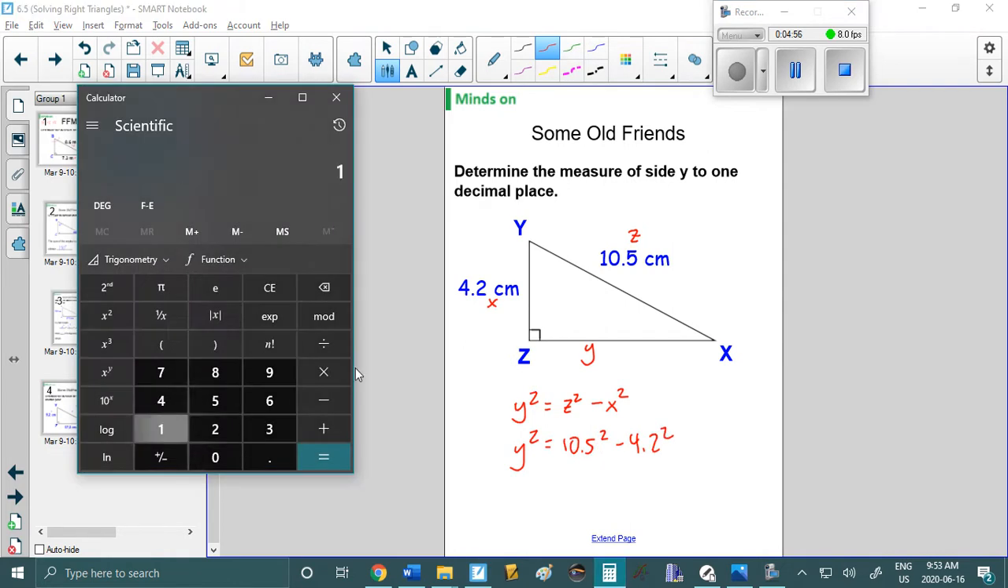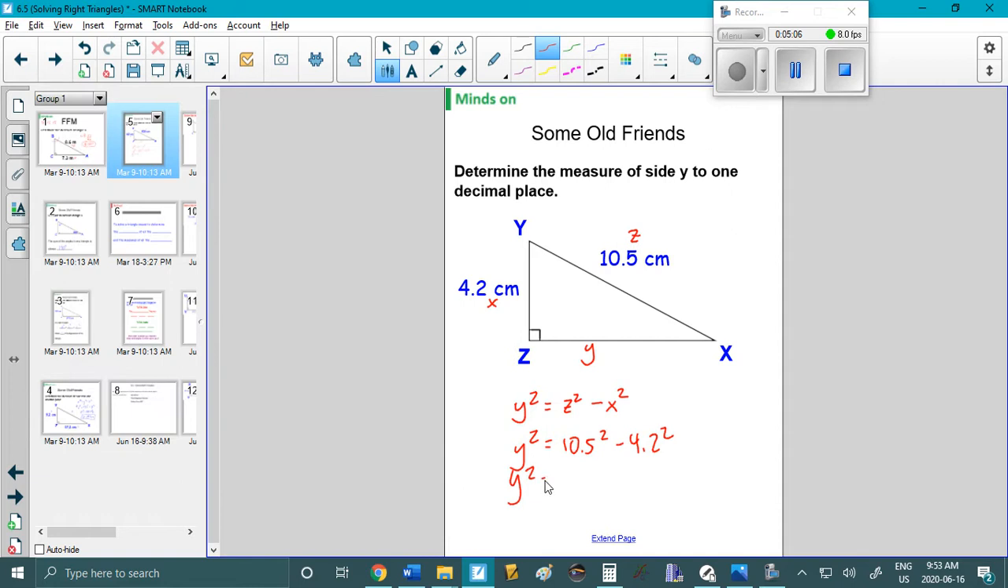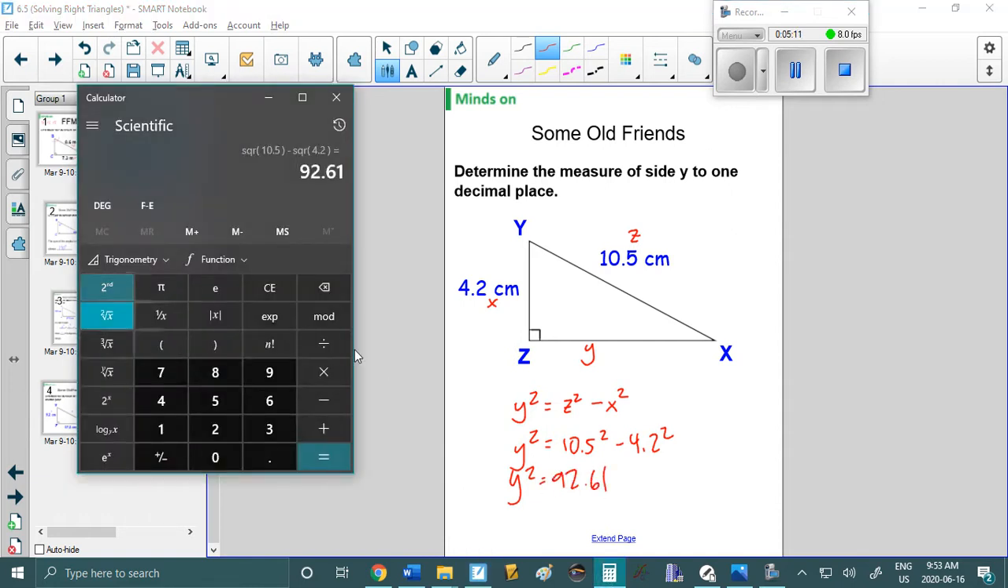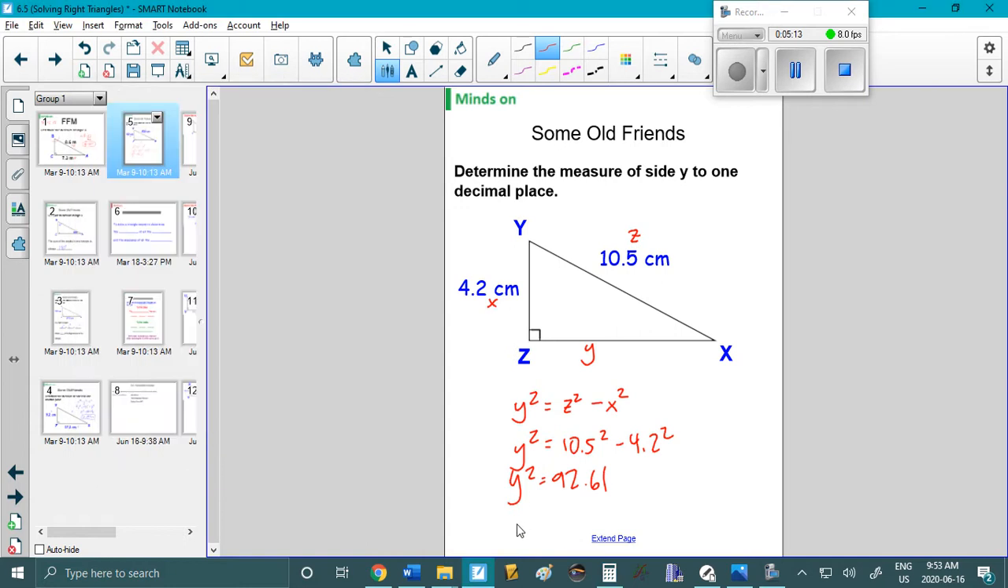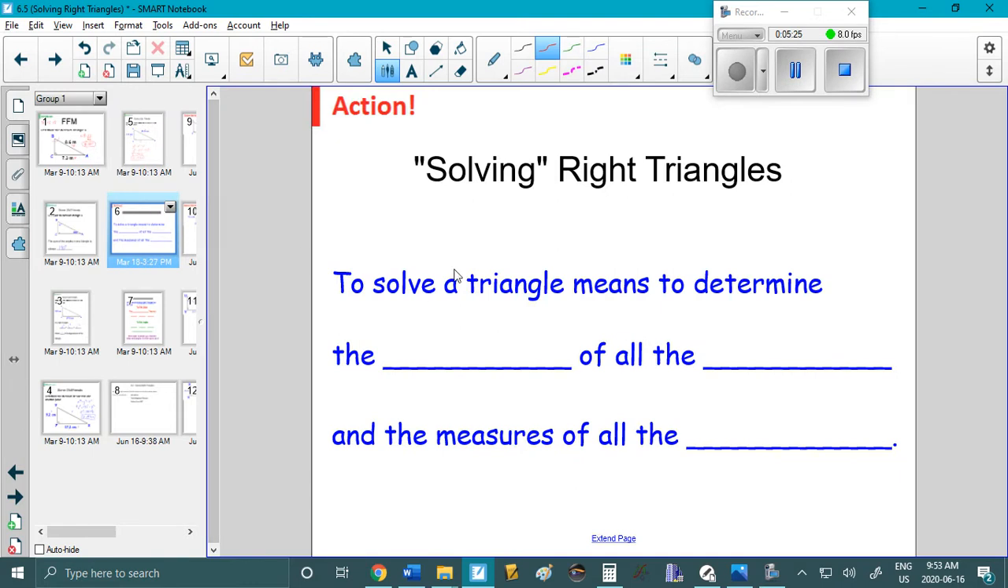So here we go. So 10.5 squared minus 4.2 squared equals 92.61. So y squared equals 92.61. And to find y, I square root it, and I get 9.6. So y is approximately 9.6 centimeters. Now let's see if that makes sense. This side should be shorter than the hypotenuse, and it is. So this makes sense. All right, here's today's lesson.